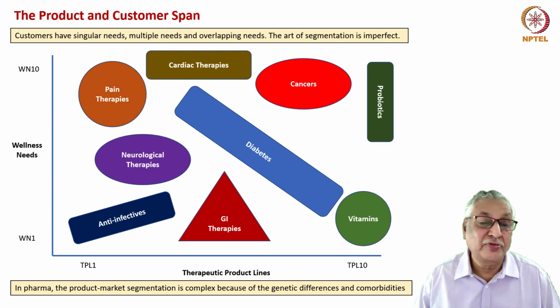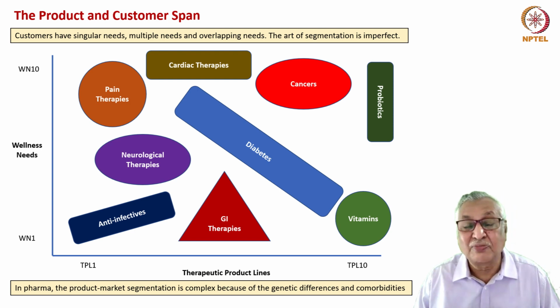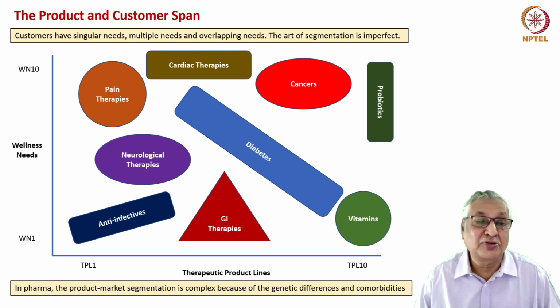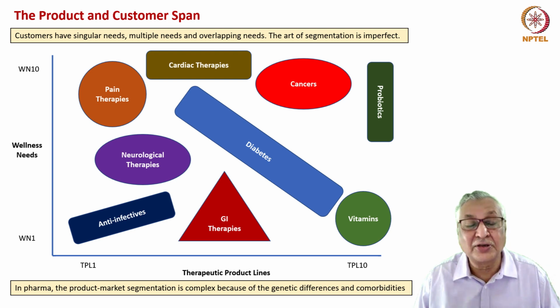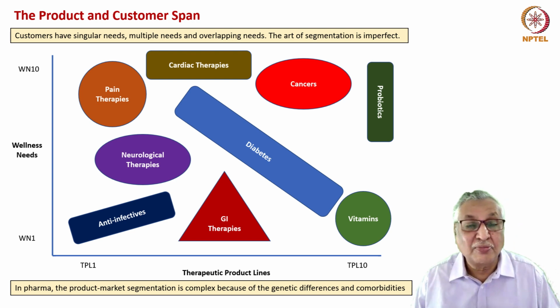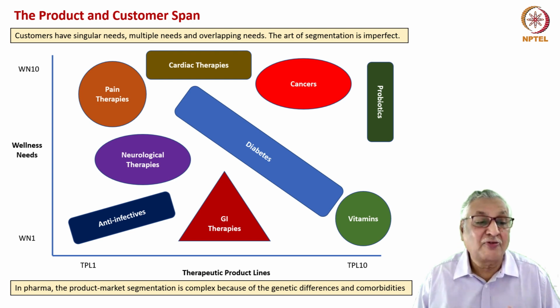You also have the wellness needs of the patient population. The wellness needs could be acute, could be chronic. That is, the disease has to be cured intensively within a short period of time because it's an infection kind of disease, or it could be a chronic disease which requires continued administration of medicines. And in between, there could be several other comorbidities. This set of wellness needs can be classified as WN1 to WN10.